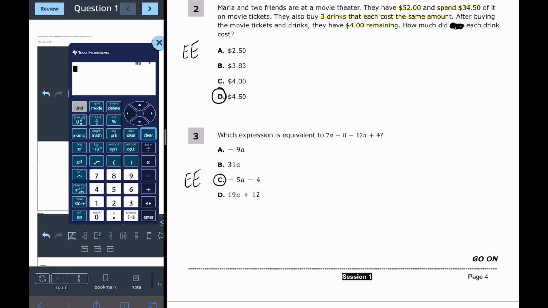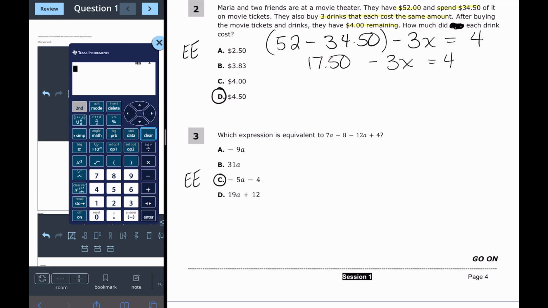So we're going to start by expressing this as an equation. They had $52 minus $34.50. That's the first thing they did, so I'm going to put that in parentheses. Then they bought 3 drinks. We do not know how much, but we know they're the same amount, so 3x, is equal to 4. I'm going to start by solving what's in the parentheses first, and you can use your calculator if you'd like. You get 17.50 minus 3x equals 4.